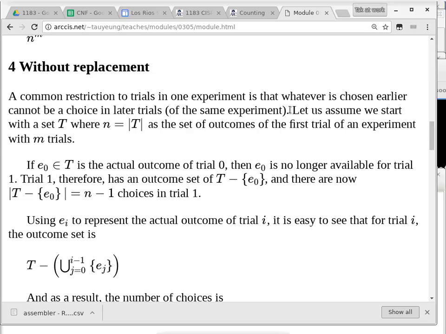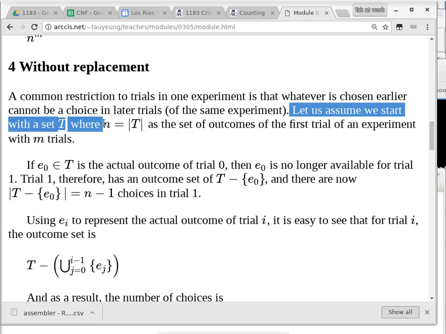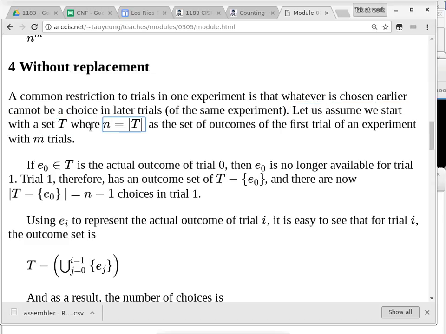So the important part is we start with a set T. T is just the starting set in this case. And we also use the notation n equals the cardinality of T. So we say that for the first trial in the experiment, we start with a set T, and there are n things that you can choose from in the first trial of an entire experiment. Is that okay?